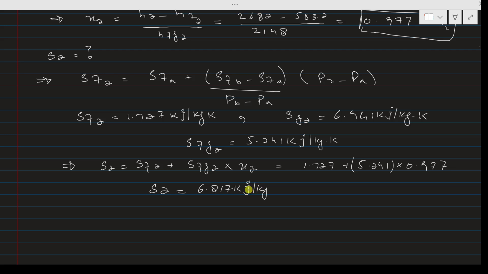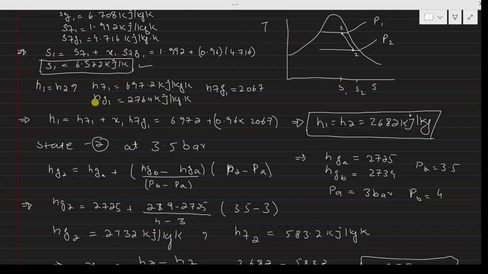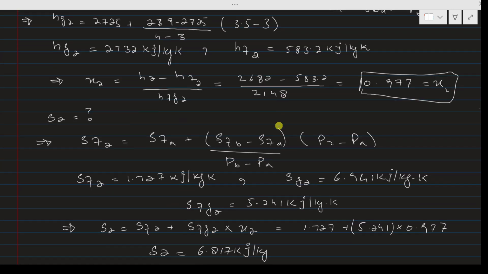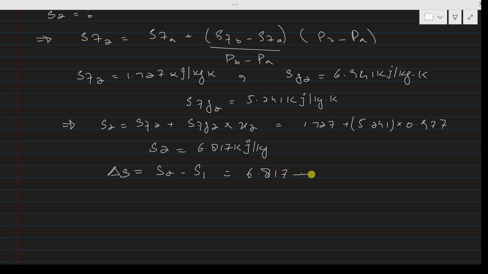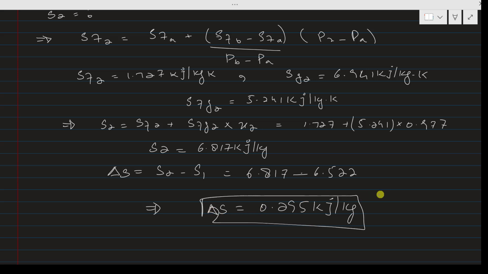Now the change in entropy is equal to S2 minus S1. So what is the S2 value? That is 6.817 minus S1, that is 6.522. After simplification, the change in entropy is equal to 0.295 kilojoule per kg. So this is the change in entropy that has taken place in this example.